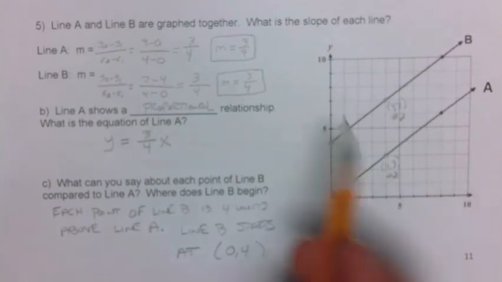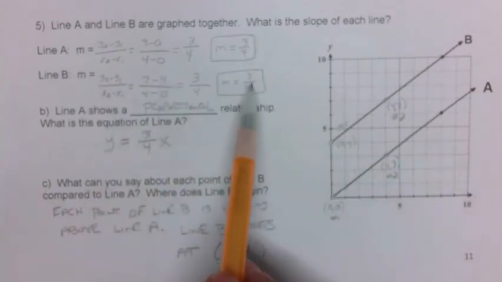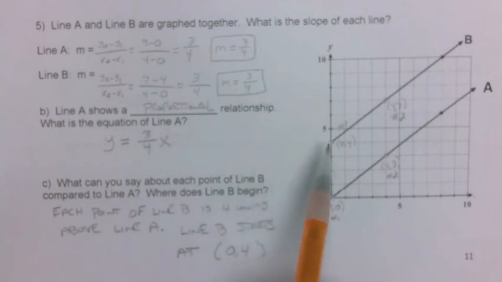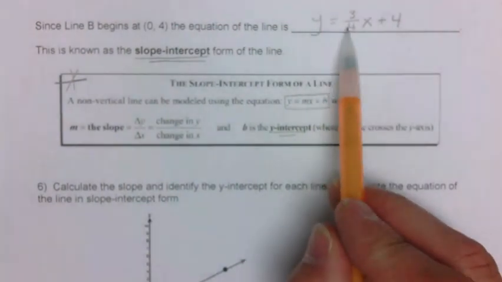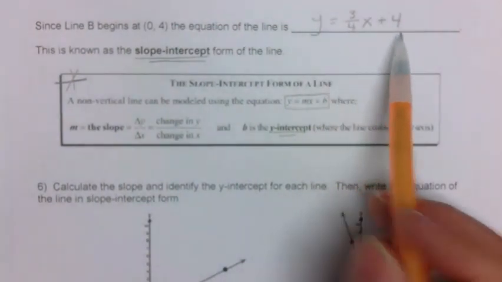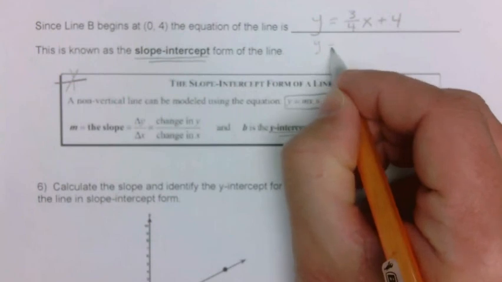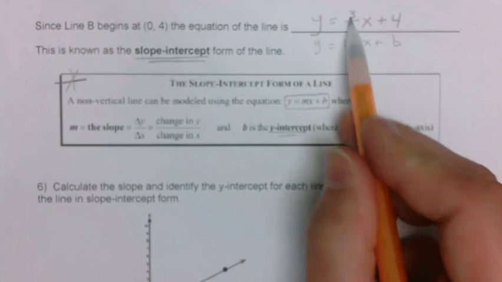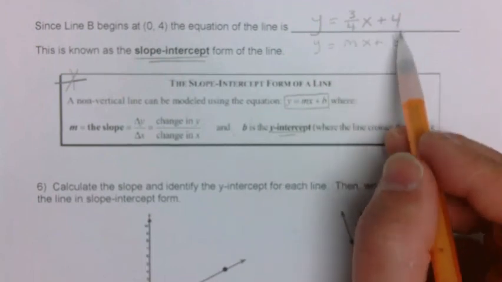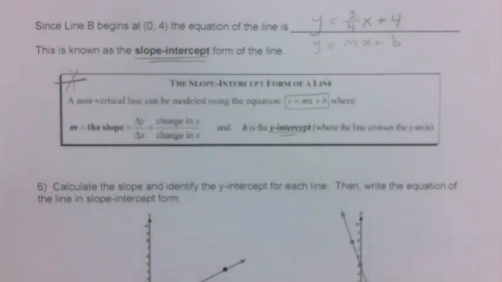If I look at line B again, I had calculated line B's slope already. Line B's slope, we said, was 3/4. And I can see right here that it's crossing the y-axis at the point (0, 4), so the y-intercept, b, has to equal 4. So y equals 3/4 x plus 4 is in slope-intercept form, y equals mx plus b. m is your slope; b is the value where it crosses the y-axis.